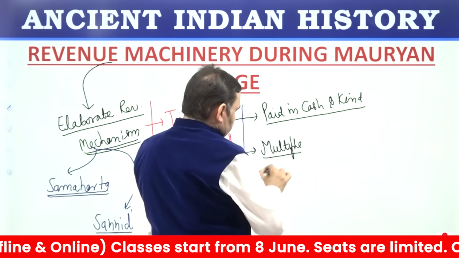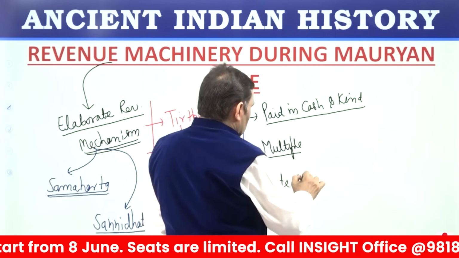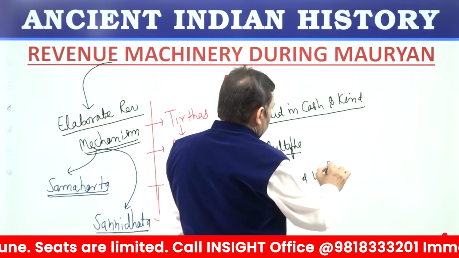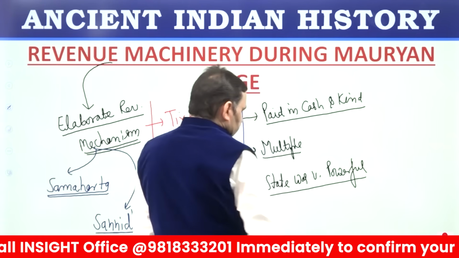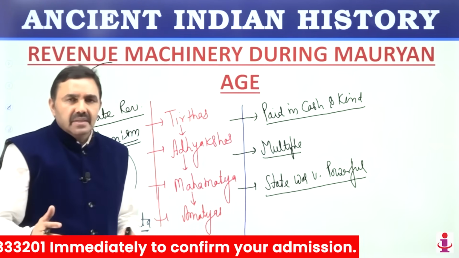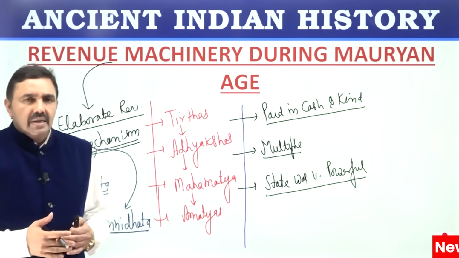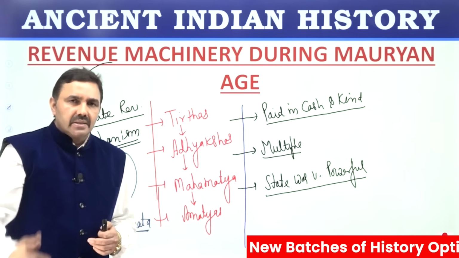and because of this elaborate mechanism, the Mauryan Empire or the Mauryan state was very powerful. Strong finances are needed to create a powerful state. You need to have army, you need to have bureaucracy, you need to take care of wealthy people, and revenue mechanism is the key to that success.